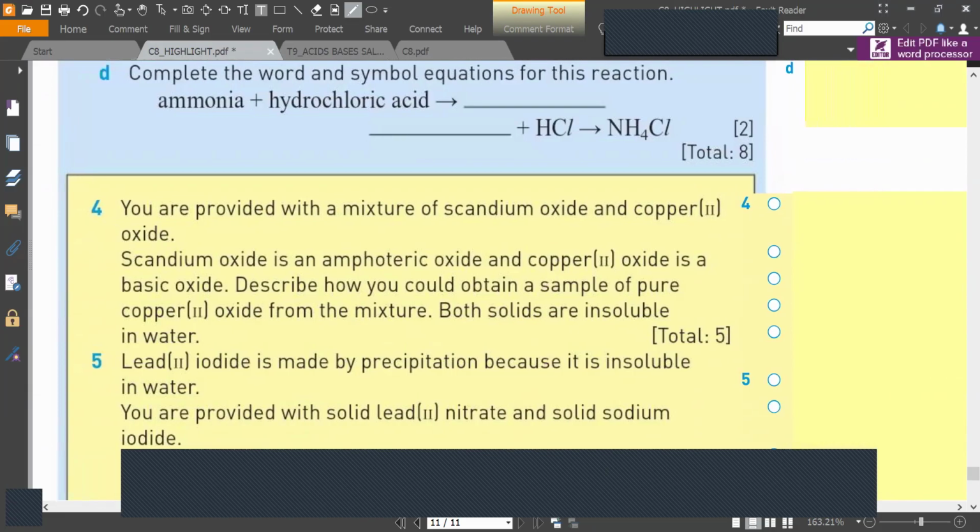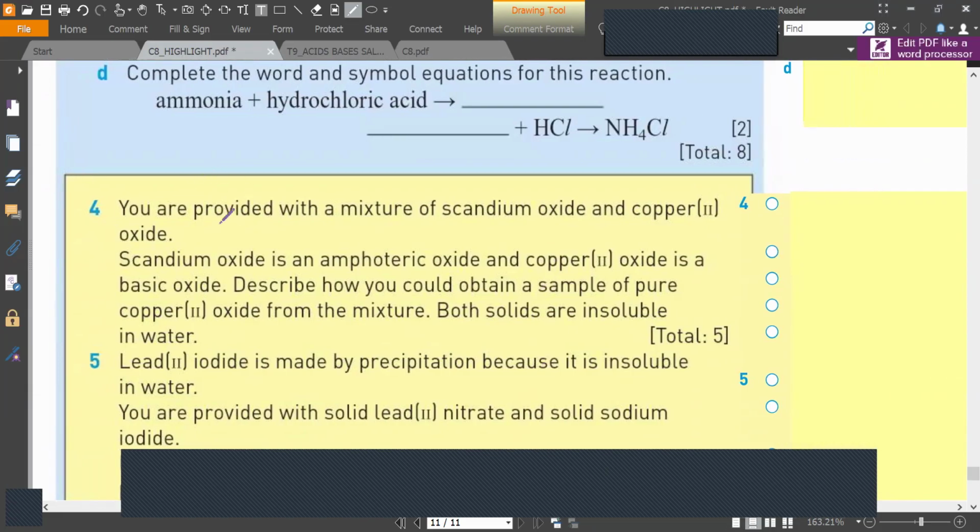Question 4. You are provided with a mixture of scandium oxide and copper oxide. Scandium oxide is amphoteric oxide, and copper oxide is basic oxide. Describe how you could obtain a sample of pure copper oxide from the mixture. Both solids are insoluble in water. Let's see.